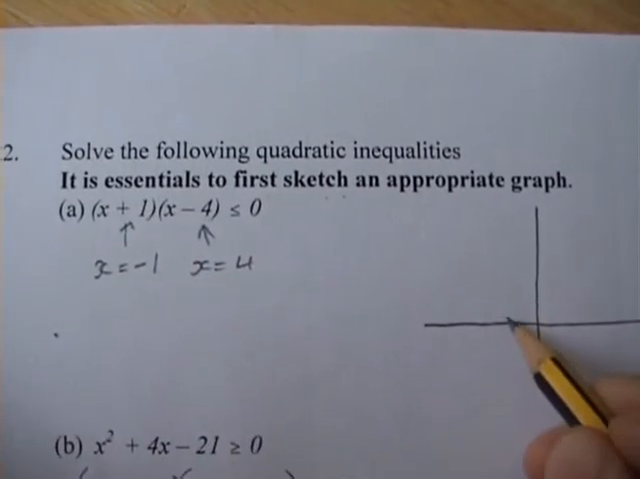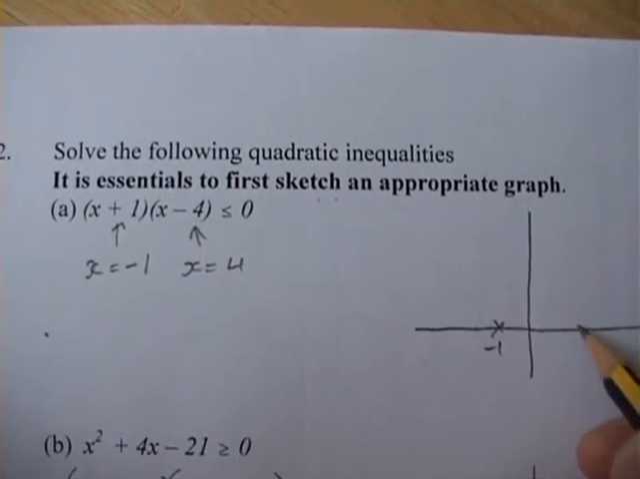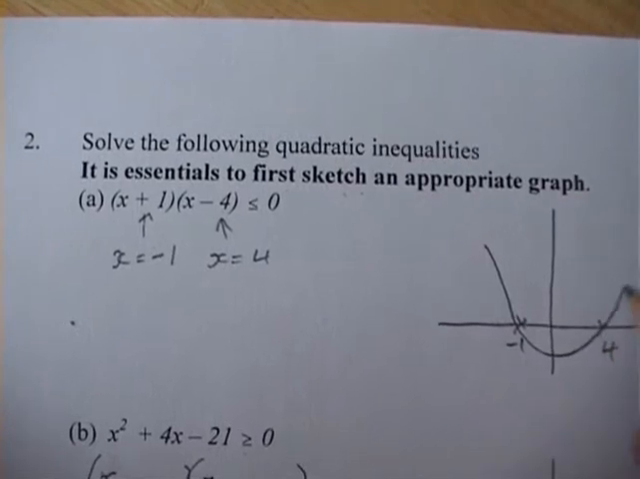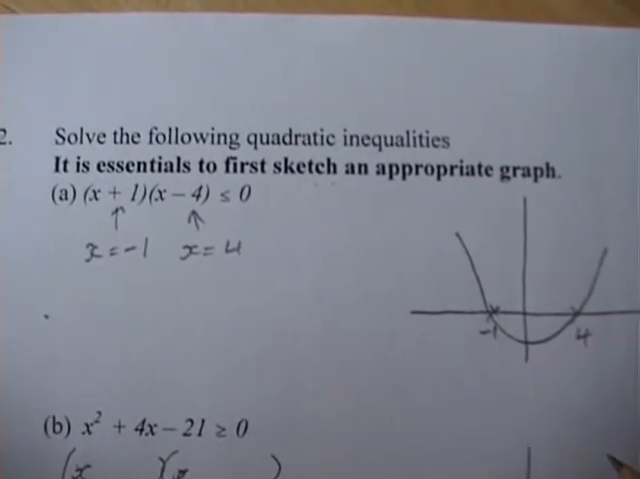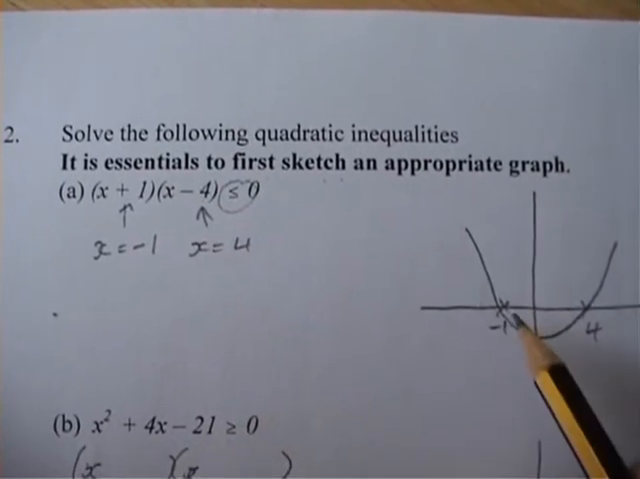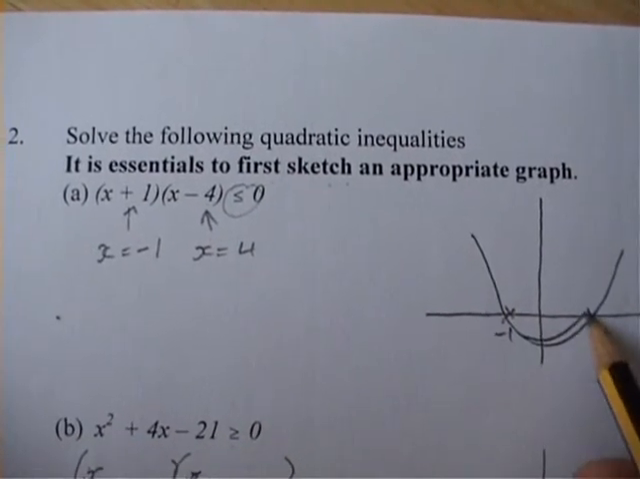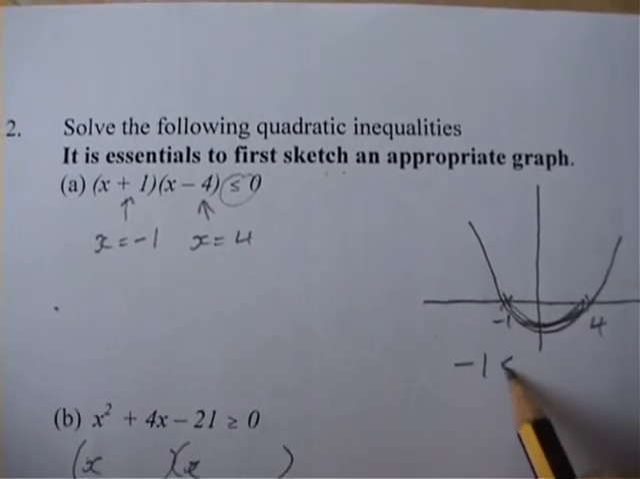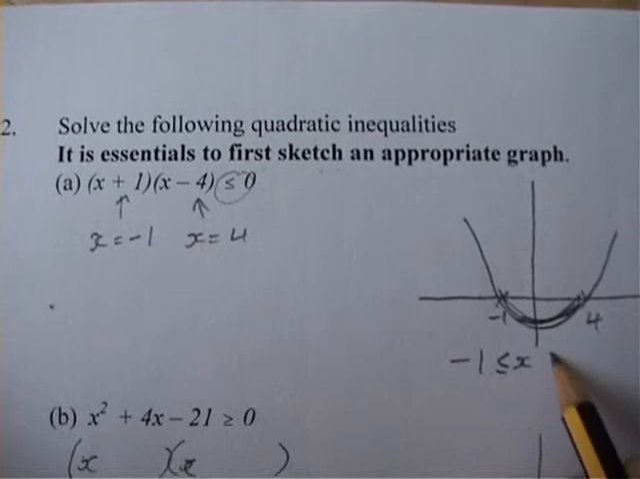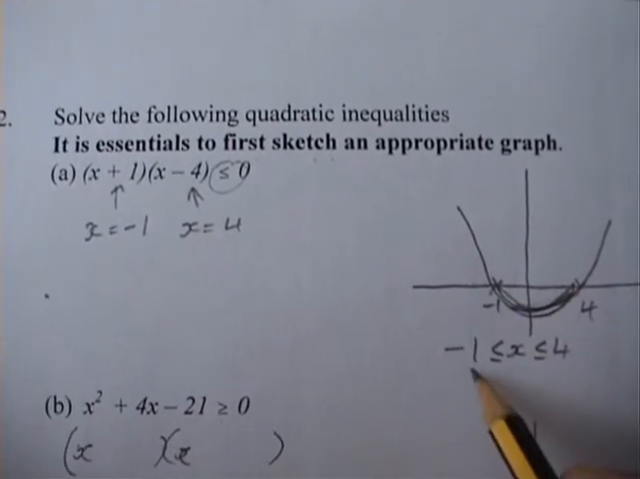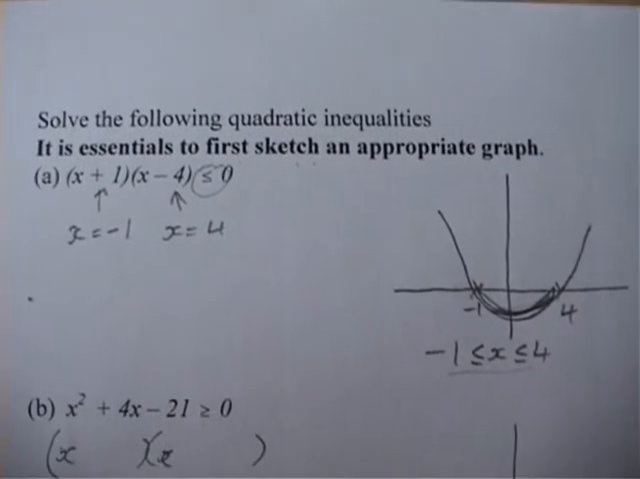So on my graph here, I know it's going to cross here at minus 1 and at 4, and I know it's a quadratic, I know it's a positive quadratic, and it looks like this. I'm asked for when it is lower than 0. So it's lower than 0 here. It's lower than 0 in all this bit, when minus 1 is less than or equal to x is less than or equal to 4. There's one part here, so I've got one solution part.